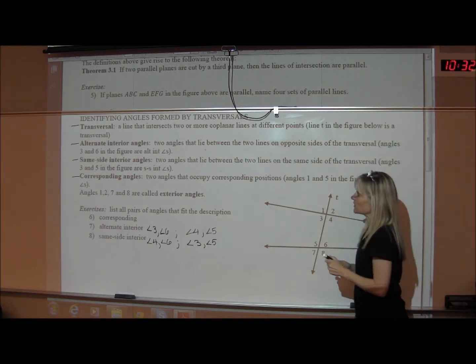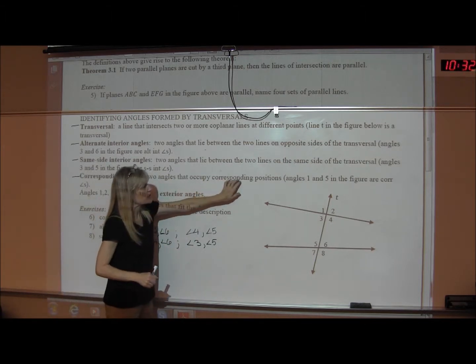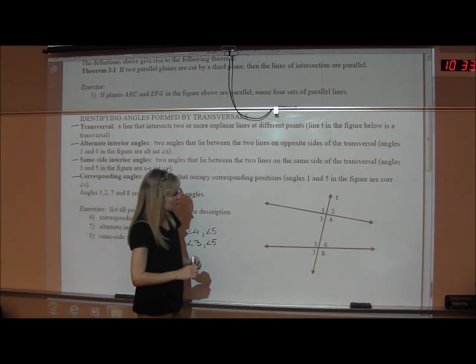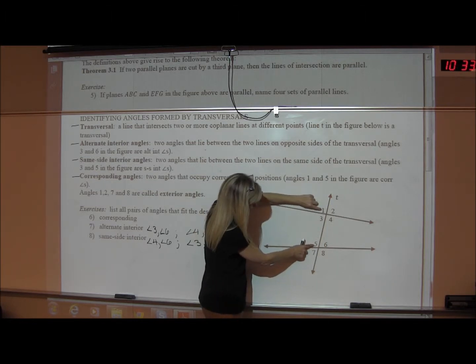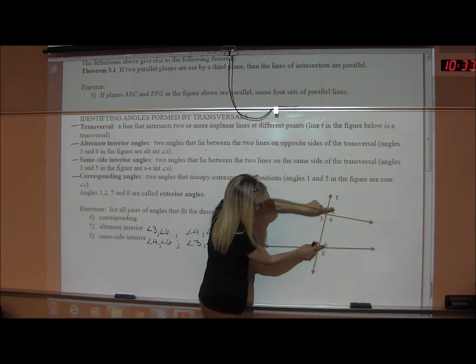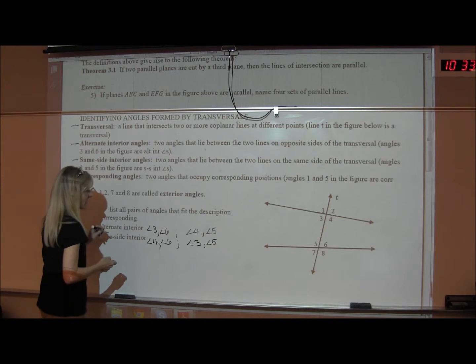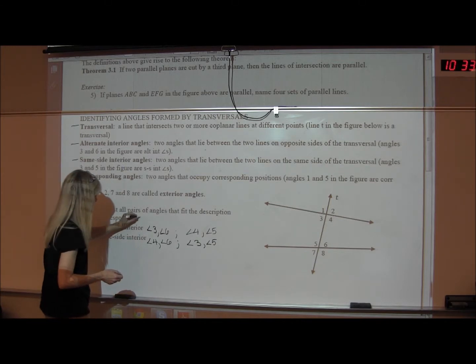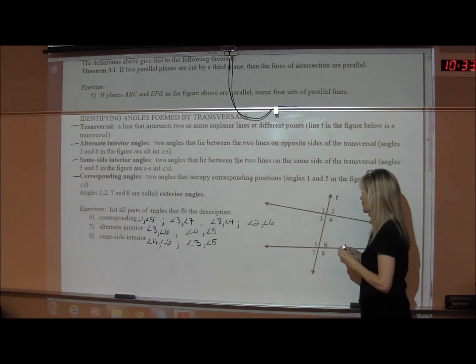And then we have what we call corresponding angles. And those are angles that occupy corresponding positions. So 1 and 5. These are both above the line and to the left of the transversal. 3 and 7, both below their lines and to the left of the transversal. 4 and 8, and 2 and 6. Those are what we call corresponding pairs. Okay, so we've got 4 pairs of corresponding angles. 1 and angle 5. Those are your pairs of corresponding.